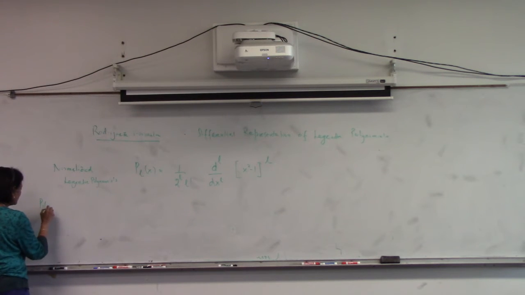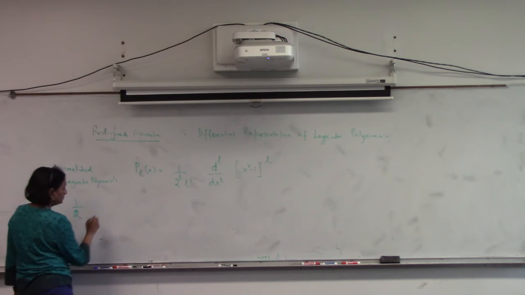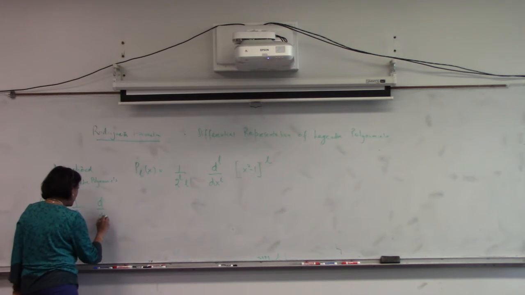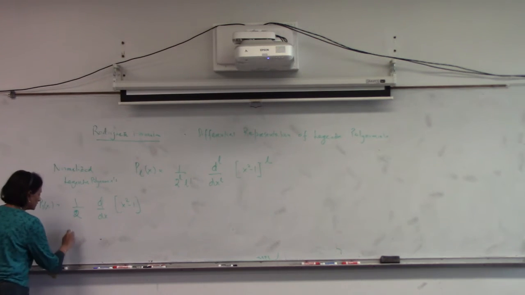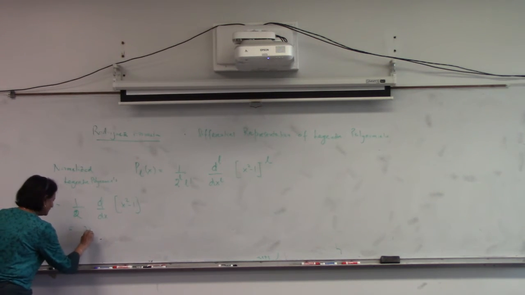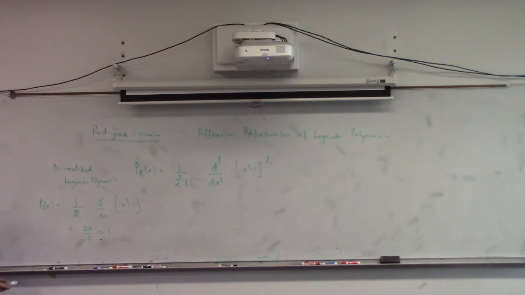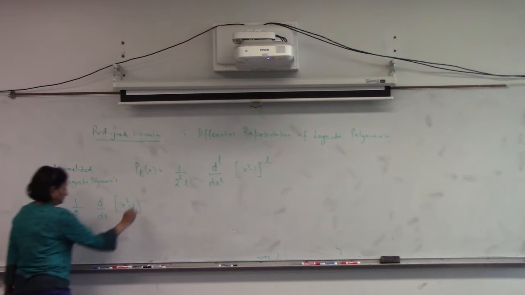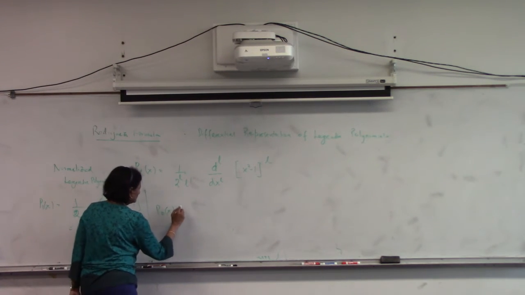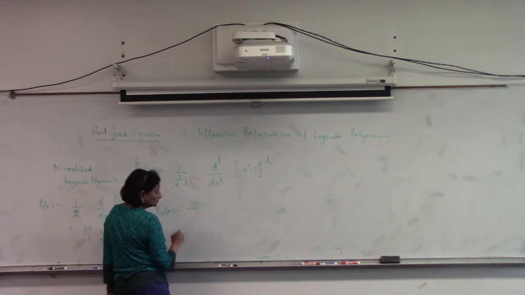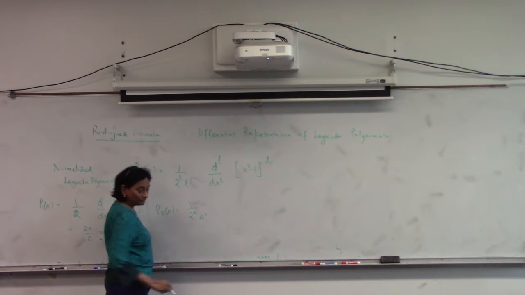So P1(x), all we have to do is l equal to 1, right? 1 over 2, which is 2x over 2, which is x, right? Similarly, you can calculate P2(x). What about P0(x)? 2 to the power of 0 is 1, and 0 factorial is 1, right?